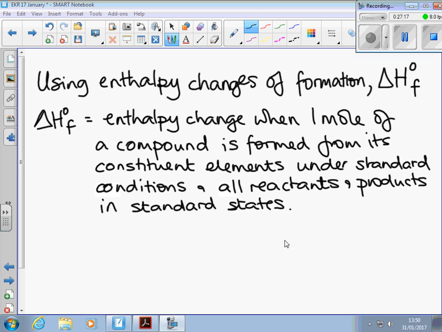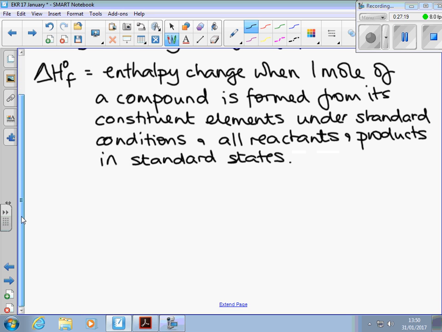Right, now, given that definition, what do you think the enthalpy change of formation for carbon is? No, as a number. Is carbon a compound? No, it's an element. There is no value because you can't make an element from its constituent elements.